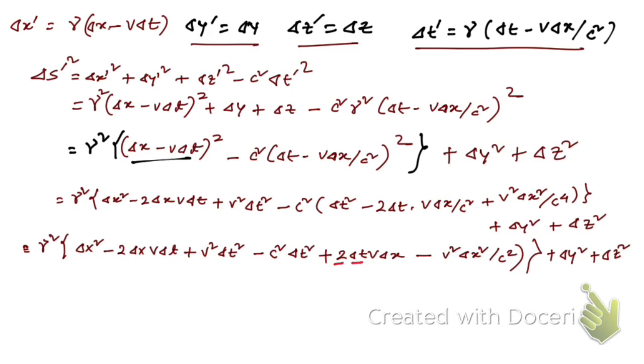here 2 del t v into del x, here also 2 del t v into del x, so these two terms cancel, one is positive, other is negative. And here you see, from this term and this term you can take del x square common. Okay, if you take del x square common, then you're gonna have this gamma square within bracket, we're gonna get del x square within bracket 1 minus v square by c square. That's what we're gonna have.